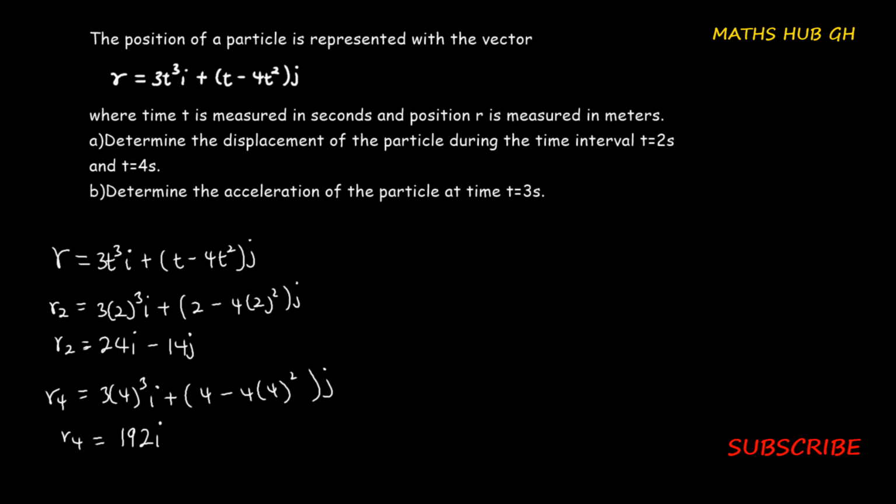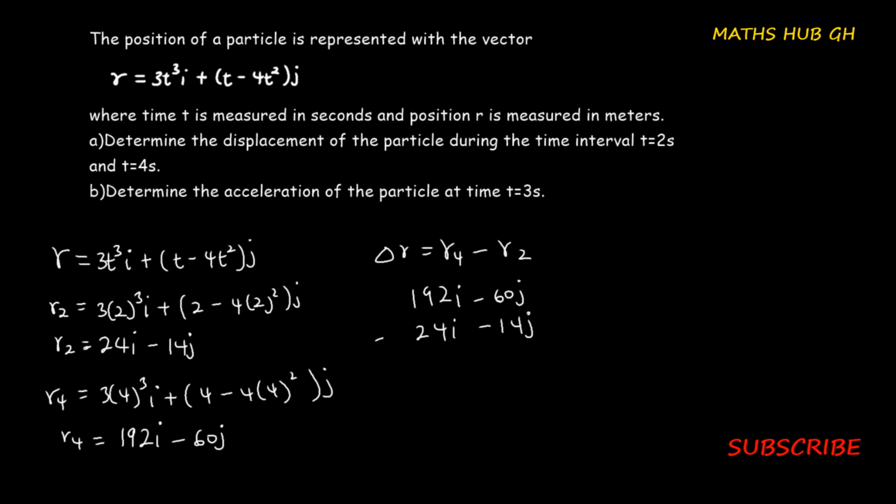And then for the second term, we have 4 minus 4 multiplying 4 squared, and that gives us a value of minus 60j. So we have minus 60j here. To find the displacement, we're going to have the displacement to be r4 minus r2. So let's look at that. I'm going to have 192i minus 60j, and then I'm going to have minus 24i minus 14j.